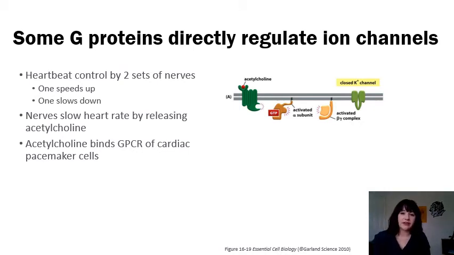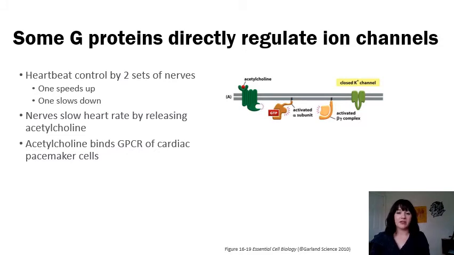So let's look more closely at the example of an ion channel being regulated by GPCRs. We're going to look at heartbeat. Heartbeat is controlled by muscles, and these muscles are told to contract by two sets of nerves. One set of nerves speeds up heart rate, and another set slows down heart rate. And so focusing on how heart rate is slowed down, these nerves will release acetylcholine, right? This is a neurotransmitter, and it binds to the pacemaker cells of the heart, and the receptor is a GPCR. So here we have a cartoon of a cardiac pacemaker cell in the heart.